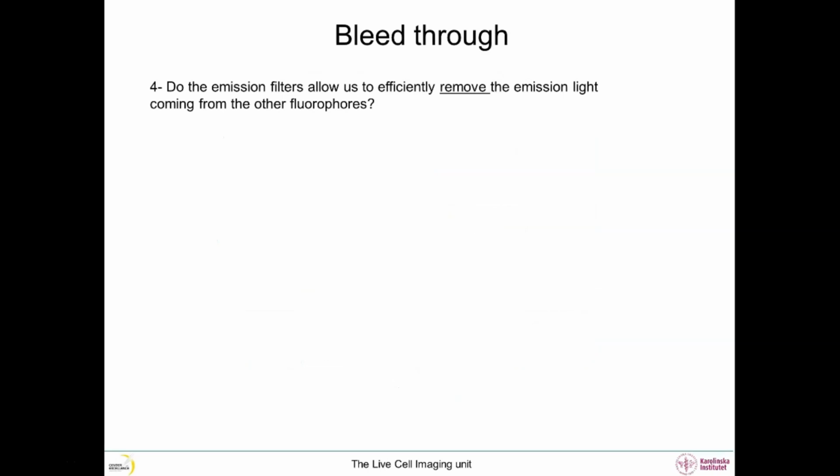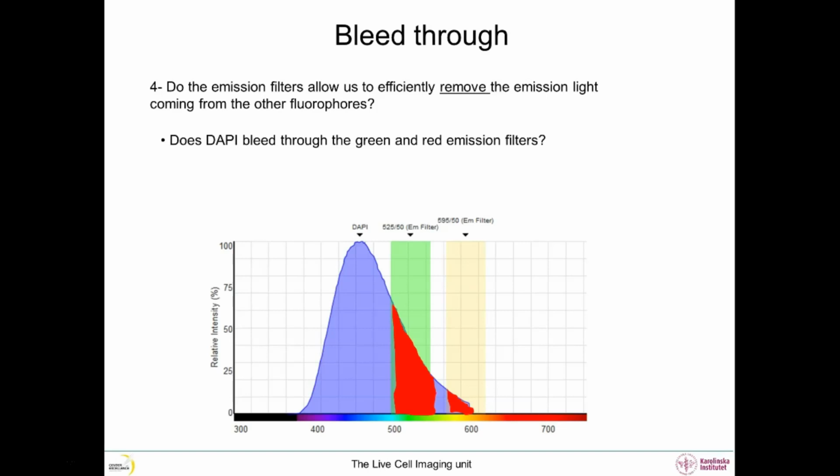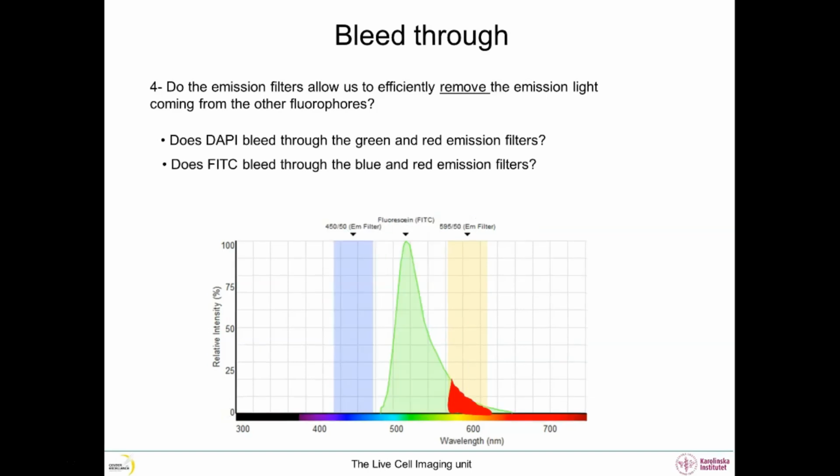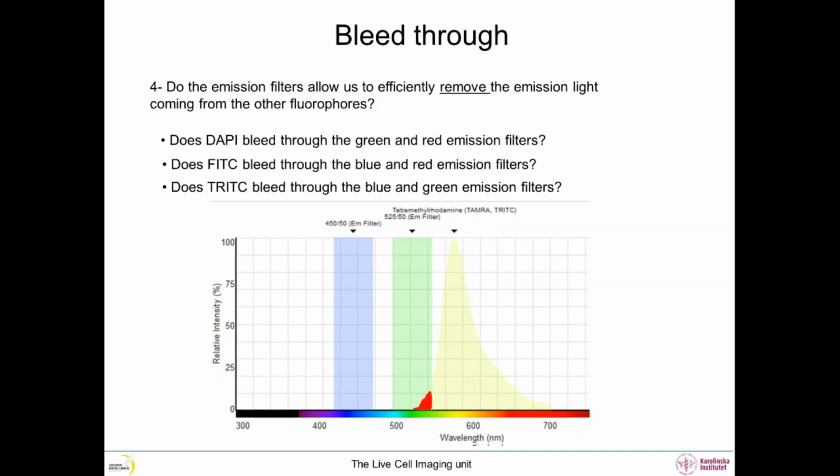Our fourth question asks if the emission filters we use allow us to efficiently remove the emission light coming from the other fluorophores in our sample. Does DAPI bleed through the green and the red emission filters? Yes, it does quite a lot, about 20% in the green filter and 5% in the red filter. Does FITC bleed through the blue and the red emission filters? Yes, it bleeds through the red filter around 10%. Does TRITC bleed through the blue and the green emission filters? Yes, it bleeds a little bit through the green filter, maybe 2%.